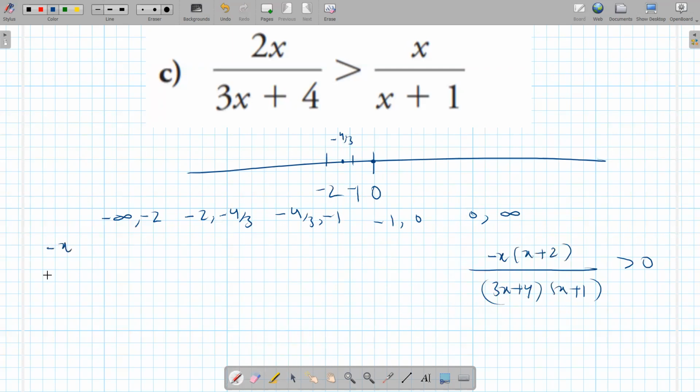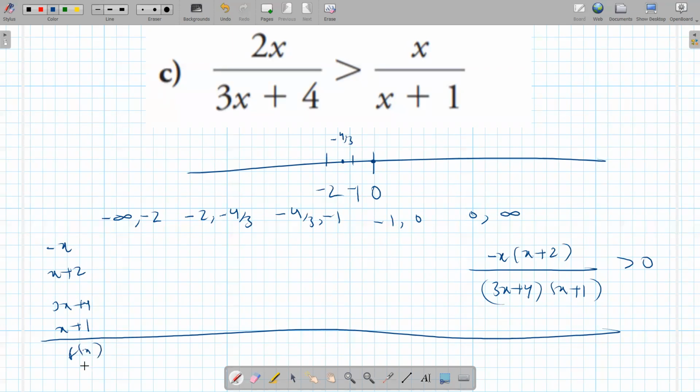So again, here we have -x, x plus 2, 3x plus 4, x plus 1, and then finally f of x. It's going to do this first. -10, positive, negative, negative, negative. The entire thing is negative. So I can plug in -1.5 here. This will be positive. This will be positive. This will be positive. This will be negative. So the entire thing is negative.